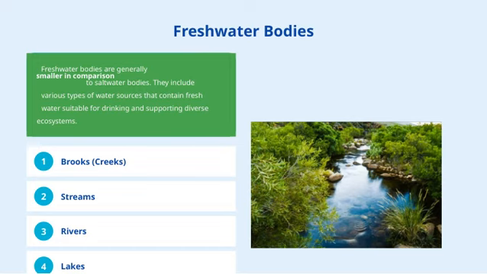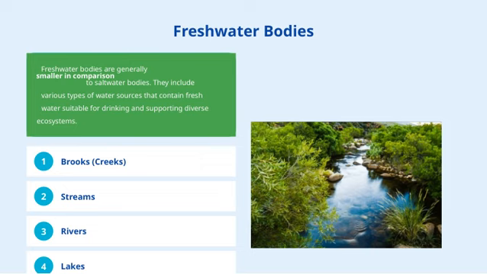When we think about freshwater bodies, it's important to remember that they are generally smaller than saltwater bodies like oceans and seas. These freshwater sources come in many different types, each playing a vital role in supporting life and ecosystems. They include sources like brooks, which are small, gentle streams, and streams that are a bit larger but still relatively narrow. Rivers are more substantial watercourses that often flow over long distances, providing water for communities and wildlife alike.